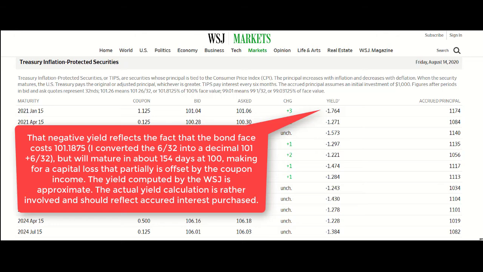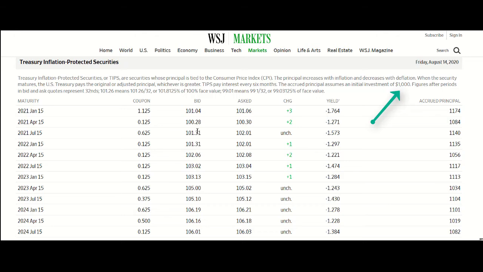And the principal has gone from $1,000 up to $1,174. So it has a $174 increase in principal due to inflation. And then you see another TIPS bond here, and there's an $84 adjustment for those bonds. And you'd have to go back and figure out when these things were originally issued to be able to recalculate that accrued principal. So you'd go back, figure out when they were issued, and then adjust them for inflation, and in this case you'd end up with $1,084 if you redid the math.